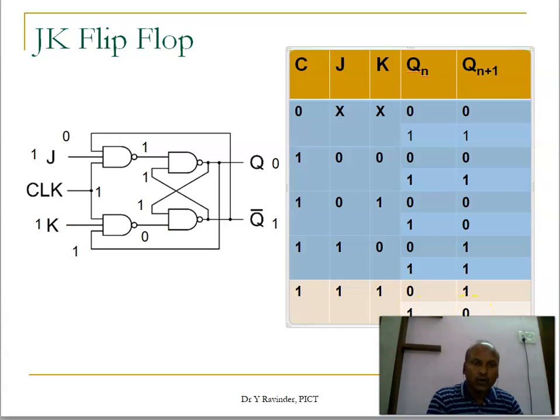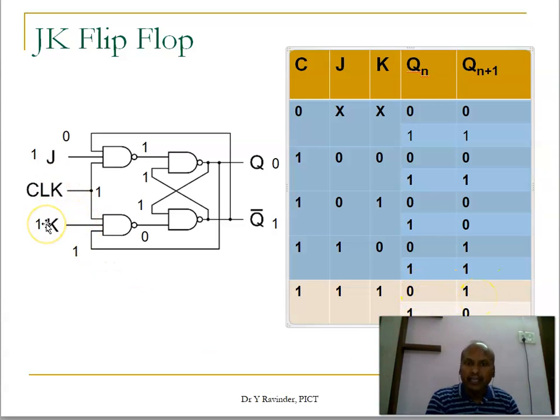You can always check, as long as this is 1 and 1 and this is 1, if this 0 comes here, this becomes 1 and this 0 makes it 1, and if this was 0, this is fed to here, this is 1 and this 0 is also fed to here. So it toggles. It is called a toggle.